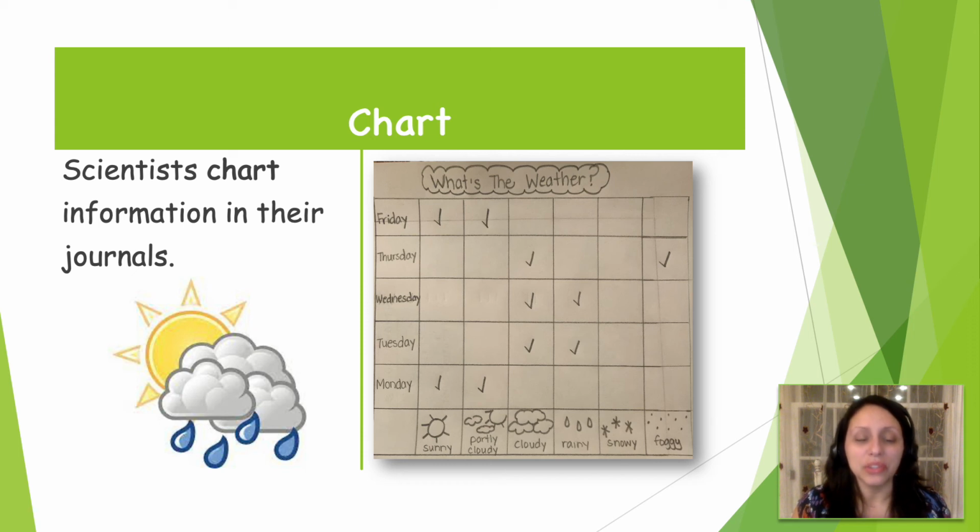Next, Tuesday, I noticed that it was cloudy and rainy outside. On Wednesday, I noticed it was cloudy and rainy again. On Thursday, it was cloudy and foggy. And on Friday, it was sunny and partly cloudy. That was what the weather was like across 5 days, from Monday to Friday.